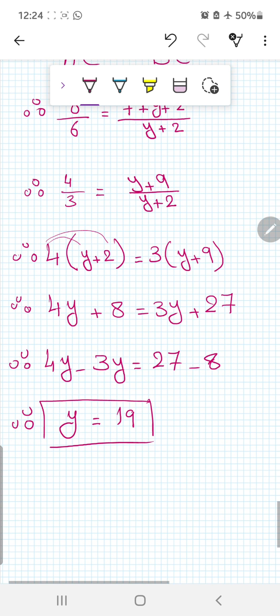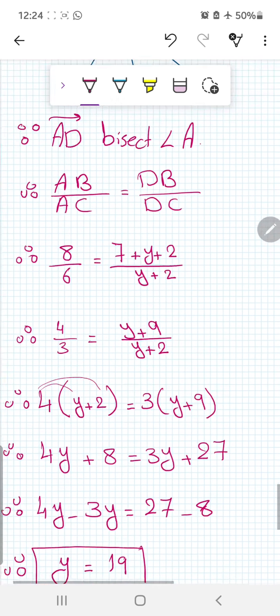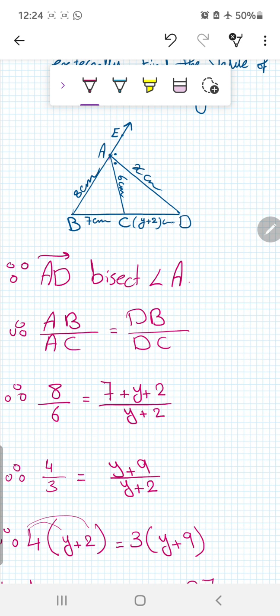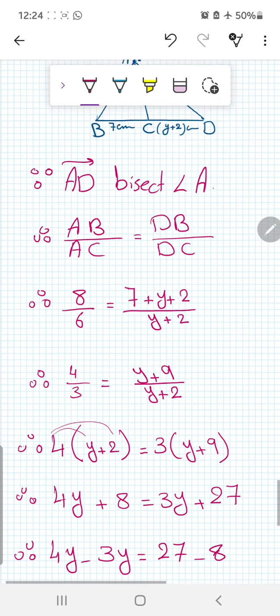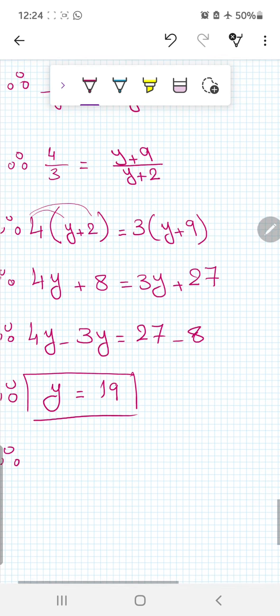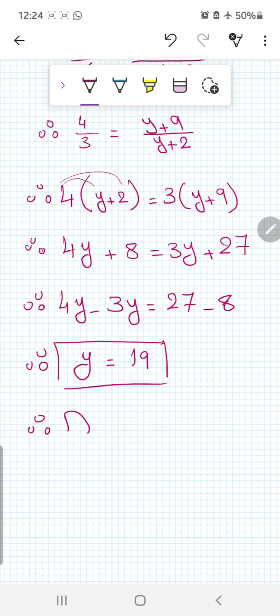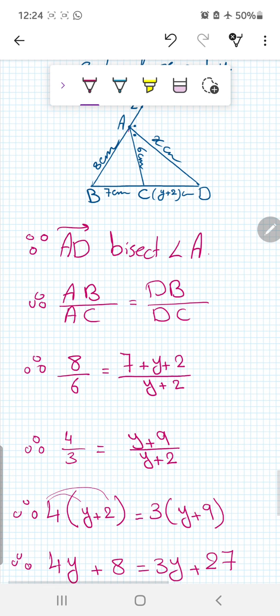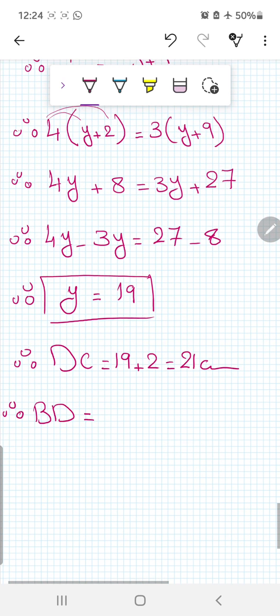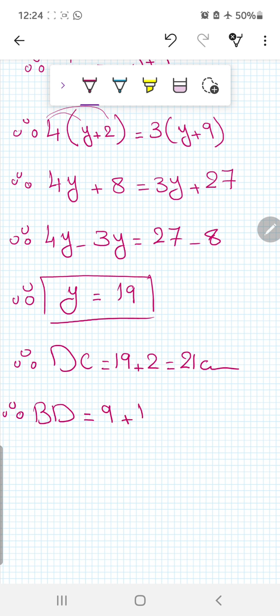By substitution, therefore here we know the lengths of DC and DB. The length of DC, which is Y plus 2, is 19 plus 2, so DC equals 21. And the length of BD, which is 7 plus Y plus 2, meaning 9 plus 19, is 28.